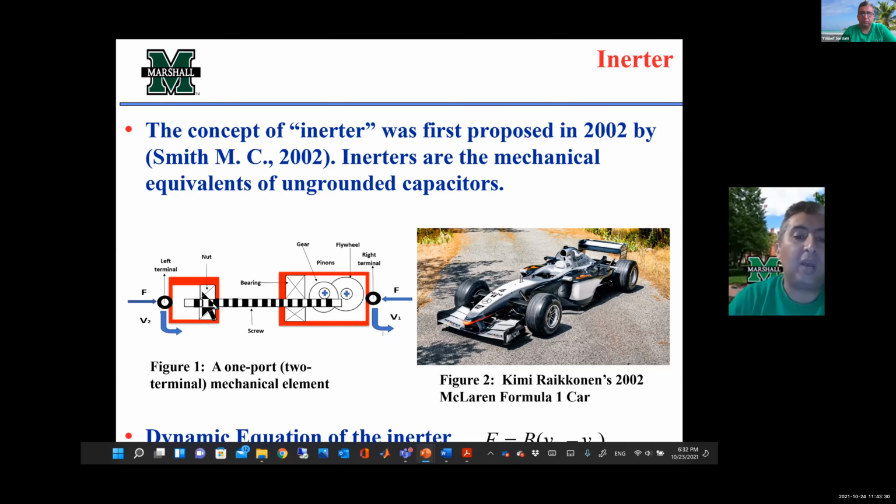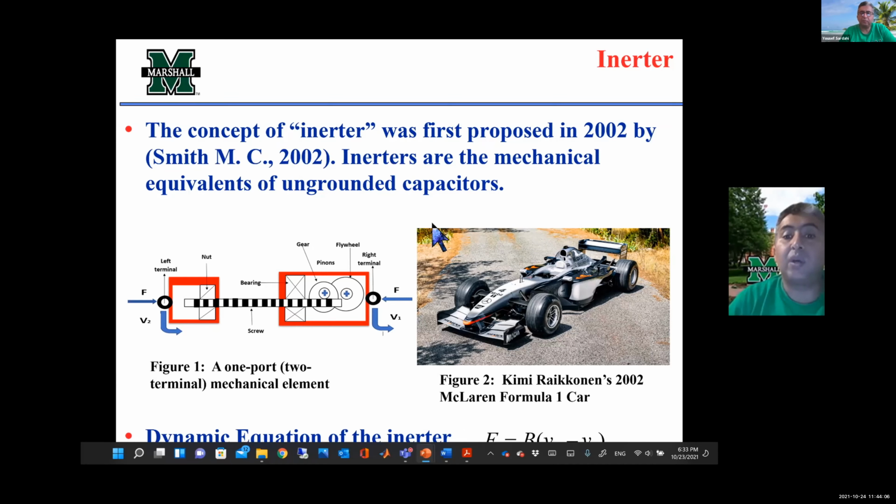So this is the one-port, two-terminal inerter that can be constructed by meshing a nut, screw, bearing, gear, and a flywheel. And the flywheel rotates proportional to the relative displacement between the two ports, or between the two terminals, I mean. The dynamic of the inerter is given by this equation. It's F equals b, which is the inerter constant, multiplied by (φ2 minus φ1). So this is the dynamic of the inerter.